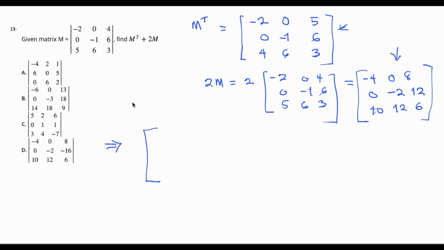So our new answer, or our matrix M transpose plus 2M, is going to be -2 plus -4, that's -6. 0 plus 0, that's 0. 5 plus 8 is 13. 0 plus 0 is 0. -1 plus -2 is -3. 6 plus 12 is 18. 4 plus 10 is 14. 6 plus 12 is 18. And 3 plus 6 is 9. So this is the solution to our matrix, and the corresponding answer here is matrix B.